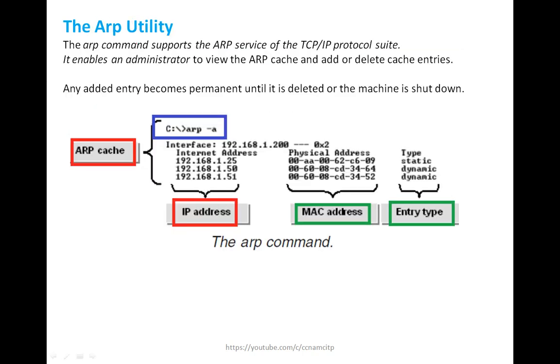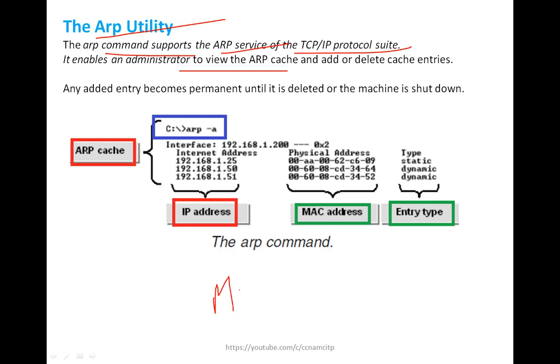Now one more utility is ARP. ARP stands for Address Resolution Protocol. The ARP command supports the ARP service of the TCP/IP protocol suite. It enables an administrator to view the ARP cache and add or delete cache entries. Basically, the use of the ARP utility is to translate an IP address to a MAC address.